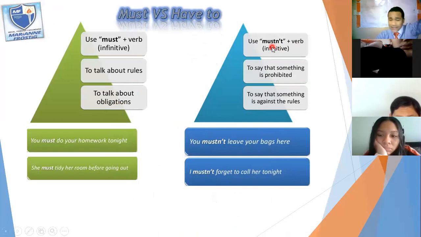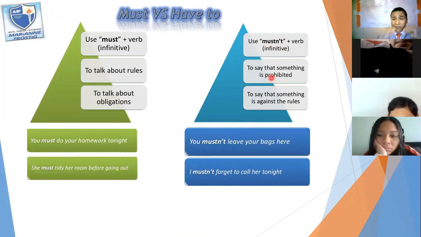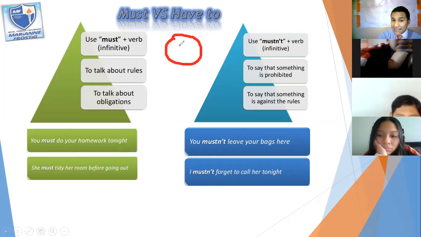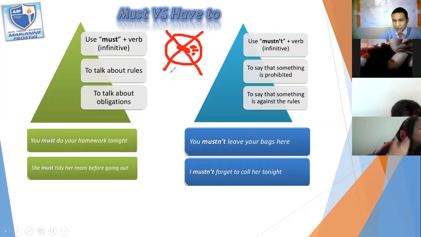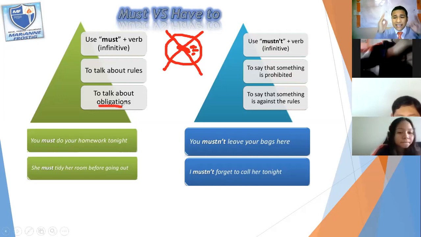And mustn't, guys, mustn't in negative. For what we use mustn't? Mustn't. ¿Para prohibiciones? Excellent. We use mustn't in negative to talk about prohibitions. Prohibited. For example, when you go to a gas station, you have a cigarette and you have the smoke. And it's prohibited. So we use mustn't to talk about prohibitions, prohibited, okay? And must to talk about obligations, okay?